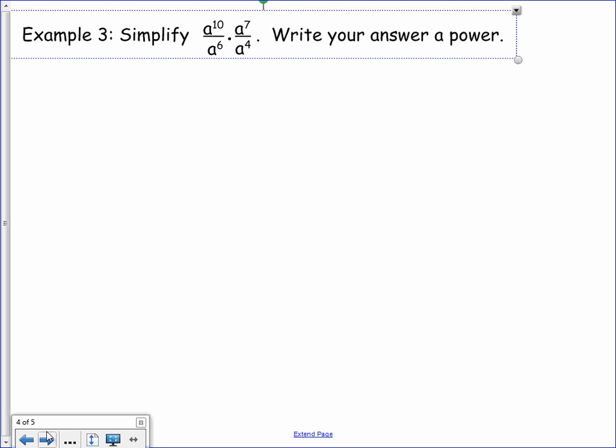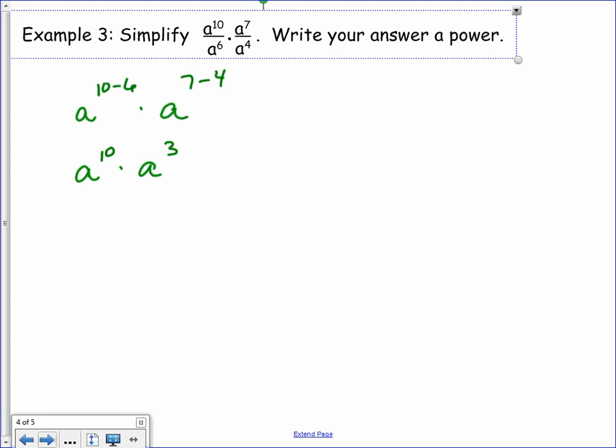Now we're going to simplify another expression. Here, this is sort of like two fractions, so we're going to simplify each fraction first. So we have a to the 10 minus 6 power times a to the 7 minus 4 power, which would be a to the 10th times a to the 3rd. That's using the quotient of powers property.